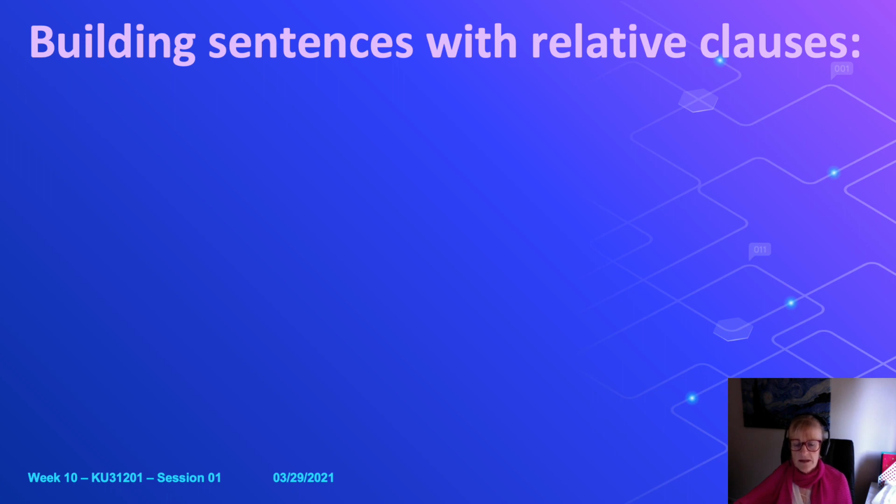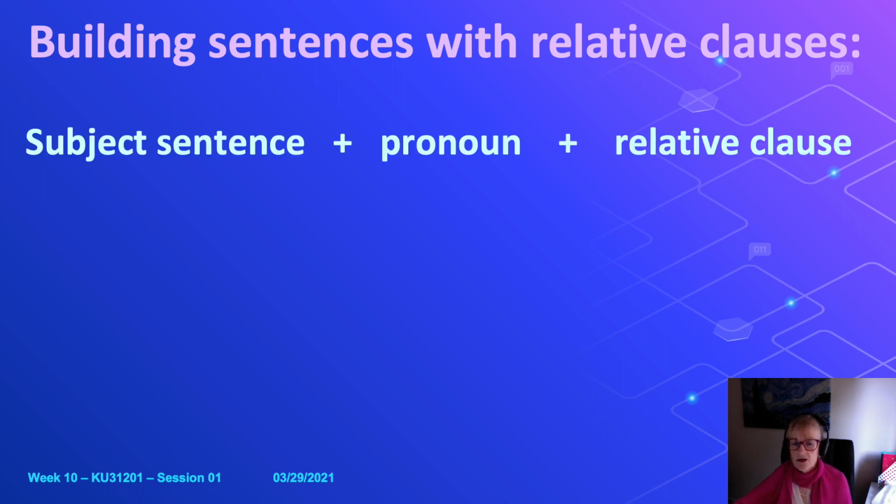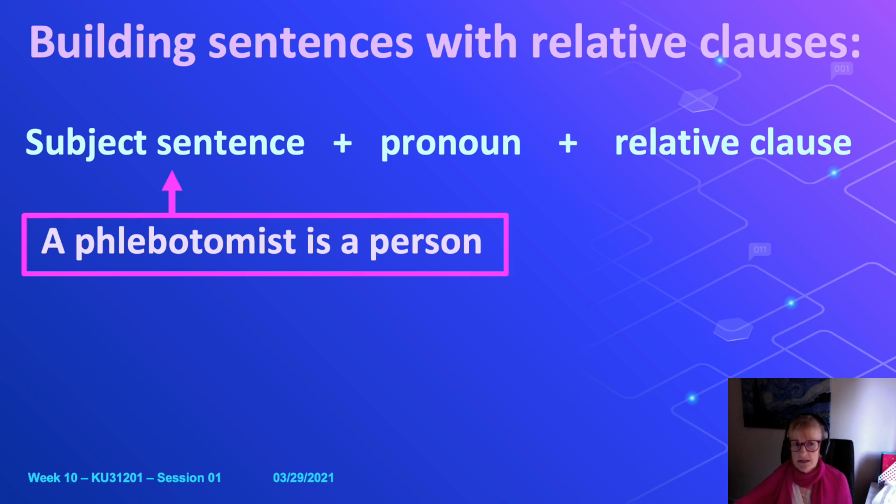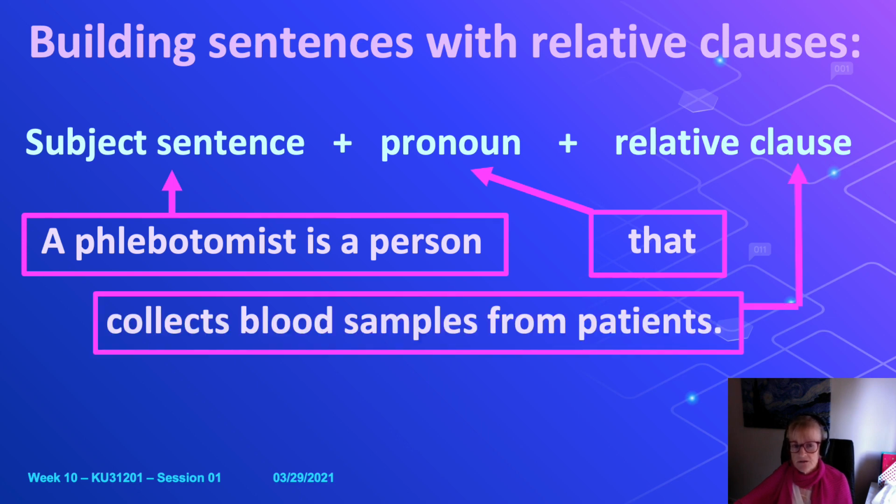And we could have a look at that same sentence again, this time using our other pronoun choice. So our subject sentence is, a phlebotomist is a person. This time we're going to use the pronoun that, and then add our relative clause, collects blood samples from patients. A phlebotomist is a person that collects blood samples from patients. So this time we have used the pronoun that to join the relative clause to the sentence.